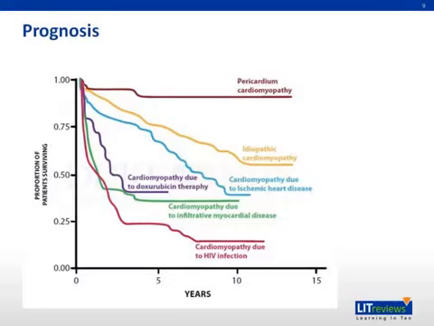Identifying the cause of dilated cardiomyopathy is important because treatment and prognosis in dilated cardiomyopathy can vary widely depending on the underlying cause of cardiac dysfunction. In a study of 1,230 patients with dilated cardiomyopathy, peripartum cardiomyopathy carried the best prognosis, whereas cardiomyopathy due to infiltrative diseases and HIV infection portended poor long-term prognosis.